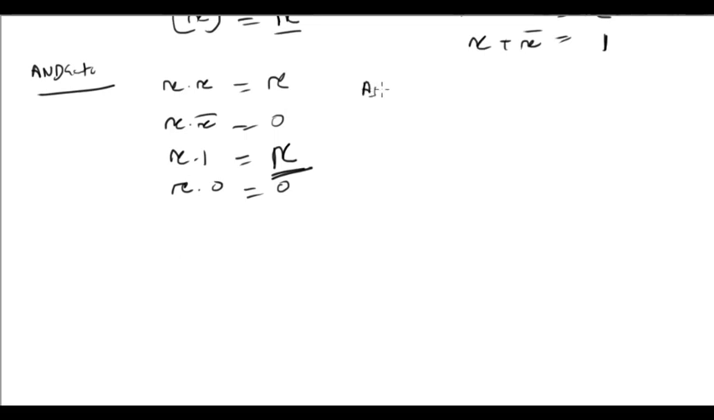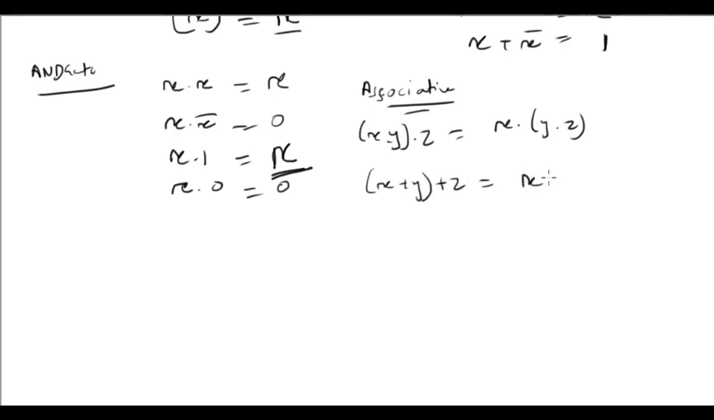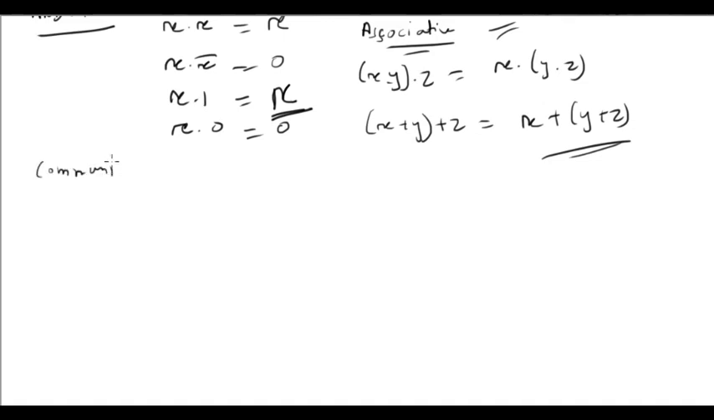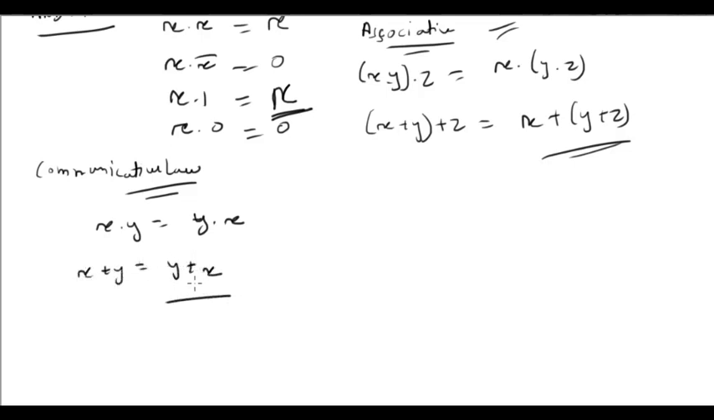Now we will see some associative and commutative laws. Associative law is, if there is X dot Y dot Z, we can also write this as X dot Y, then dot Z. Also, X plus Y plus Z, we can also write it as X plus Y, then plus Z. These laws you have also studied in class 9th or 10th. Commutative law: X dot Y can also be written as Y dot X. Similarly, X plus Y can also be written as Y plus X.